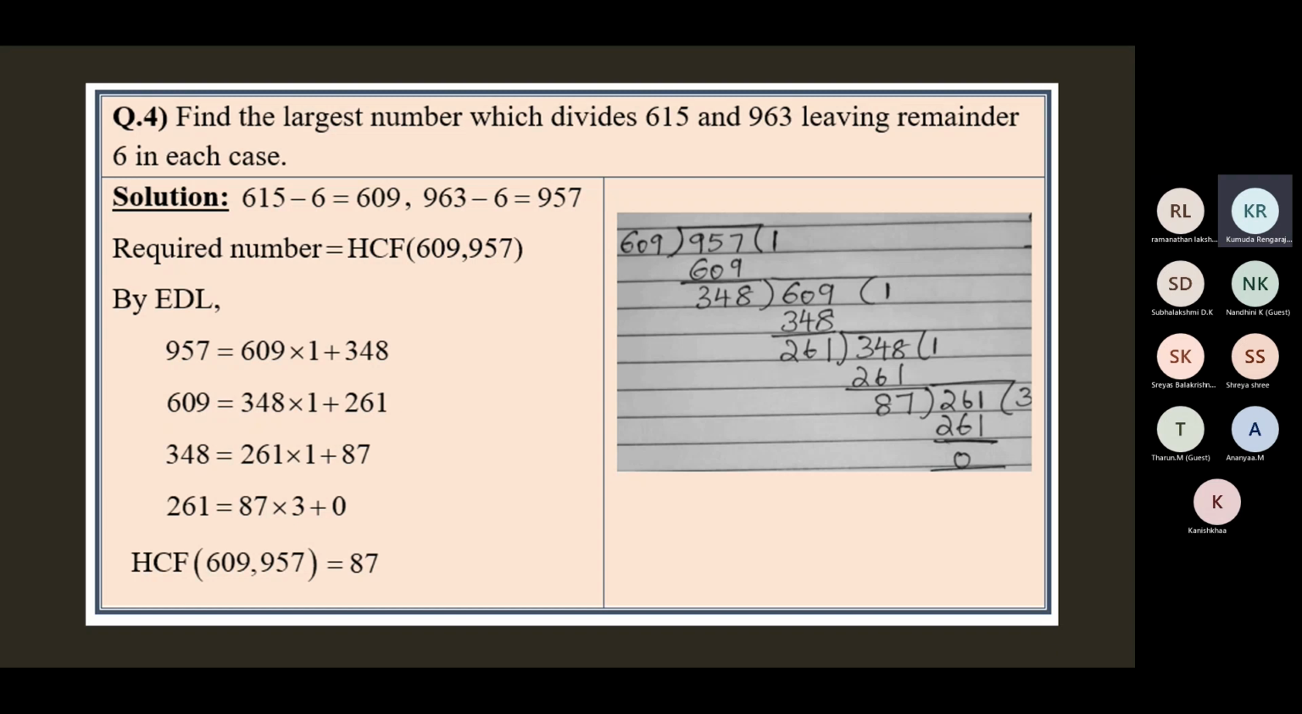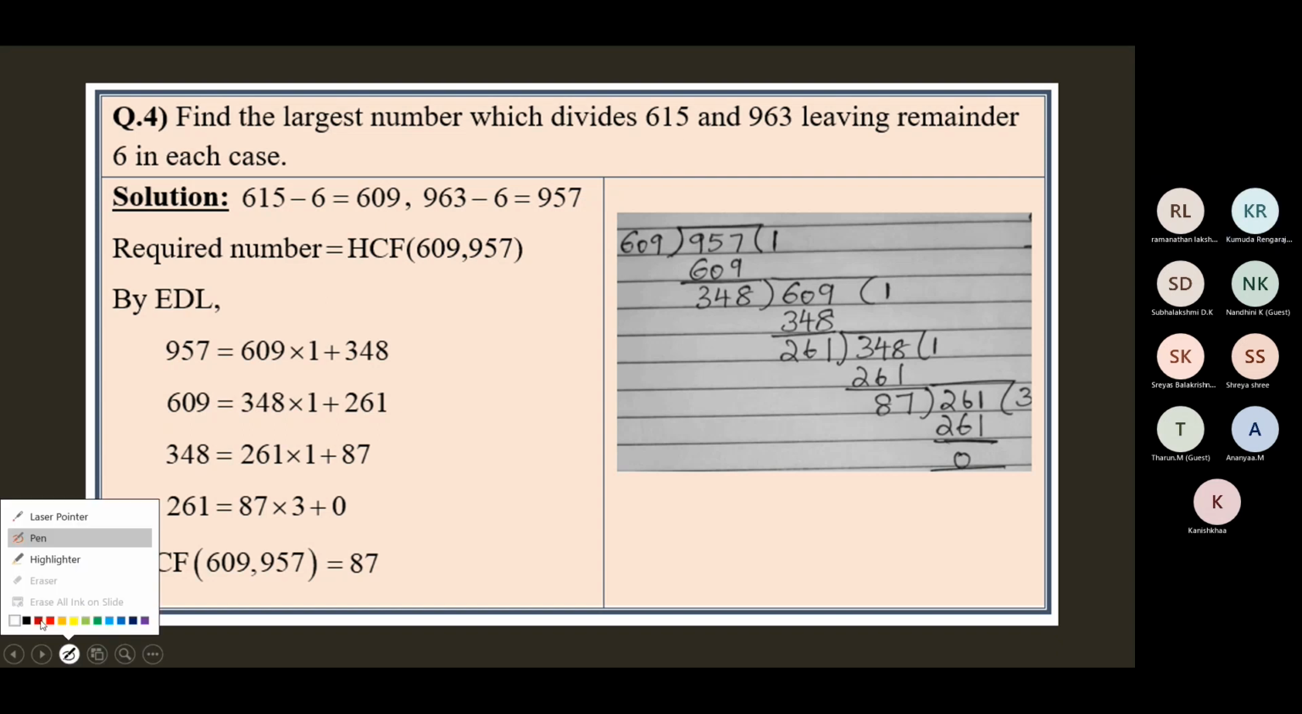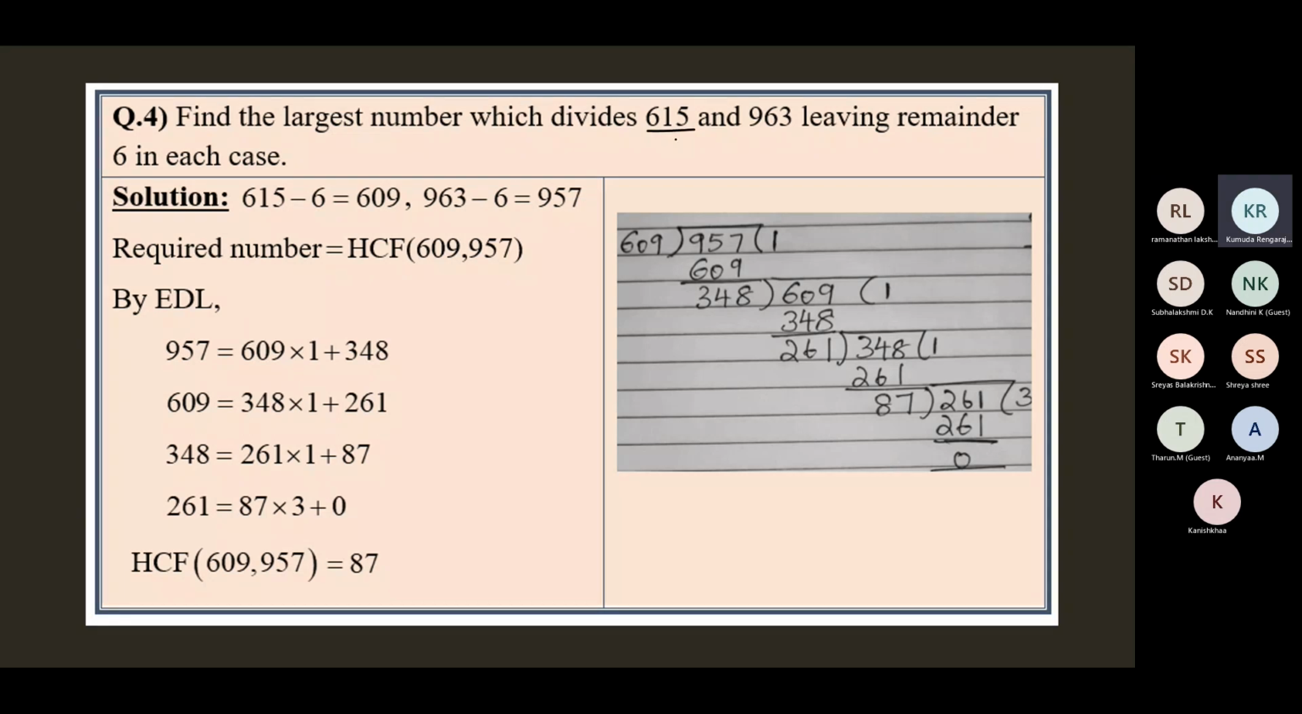You can check it also. When you divide 615 by 87, you will see that it leaves a remainder 6. And this one also, when you divide by 87, the remainder will be 6. So 87 is the largest number that divides these two numbers, leaving remainder 6 in each case. Is that fine, children?